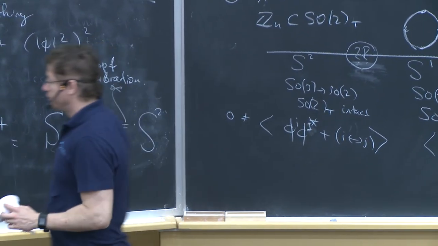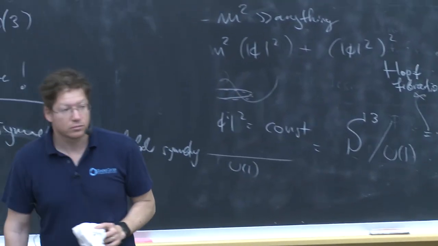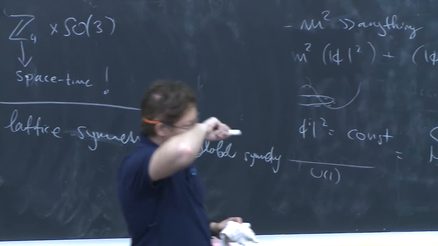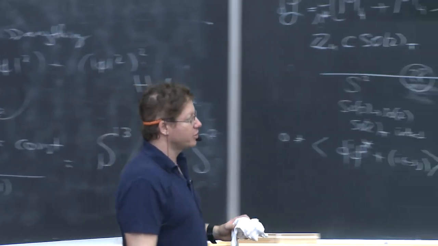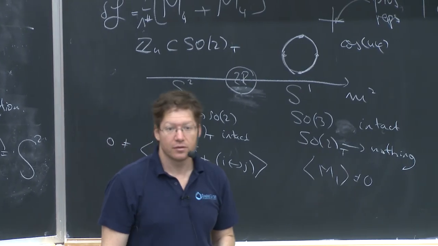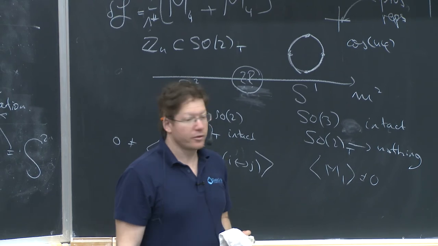Okay. This is the end of the discussion of 2 plus 1. Now I want to start the discussion of constructions of fixed points in 4 dimensions, a la Banks and Zaks. Are there any questions about 2 plus 1?